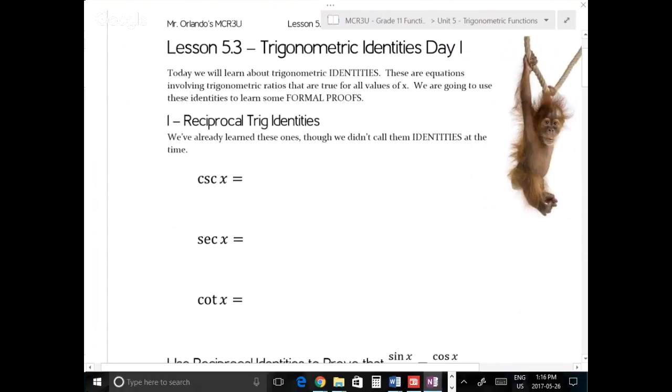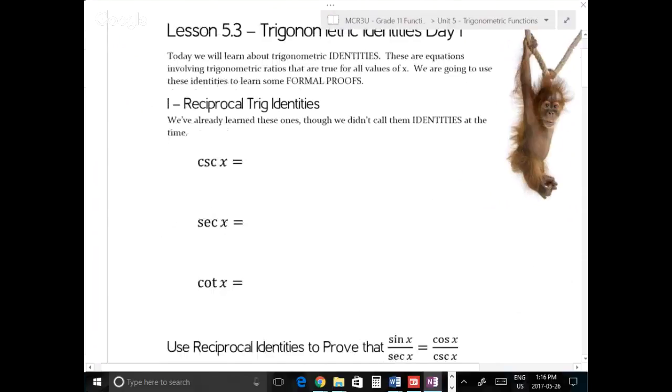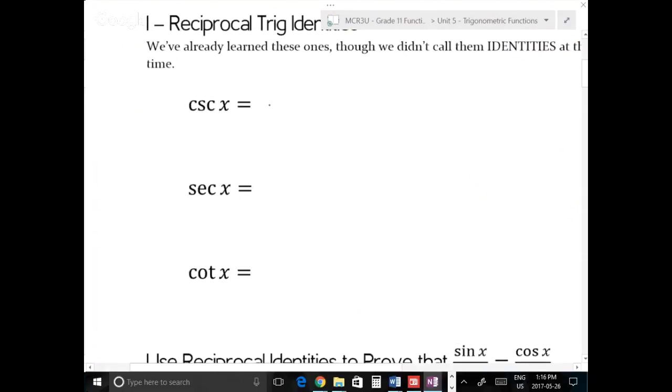The first example we're going to use is with ones you already know, the reciprocal trig identities. And all that means is this. Cosecant x is what? How do we get cosecant again? 1 over sine. Yeah, and in this case I'm using an x, so it'll be 1 over sine x, just like that.